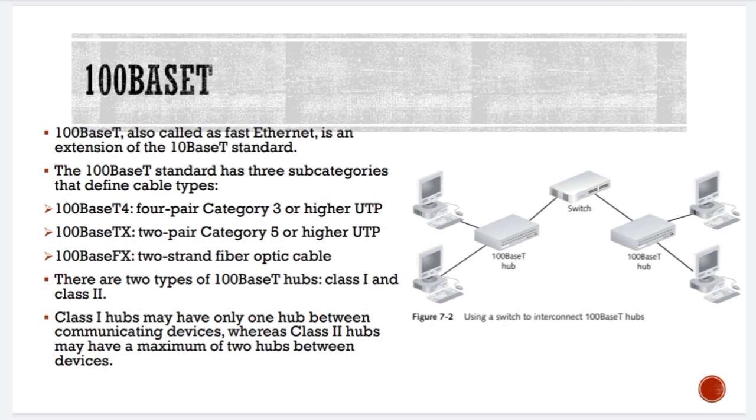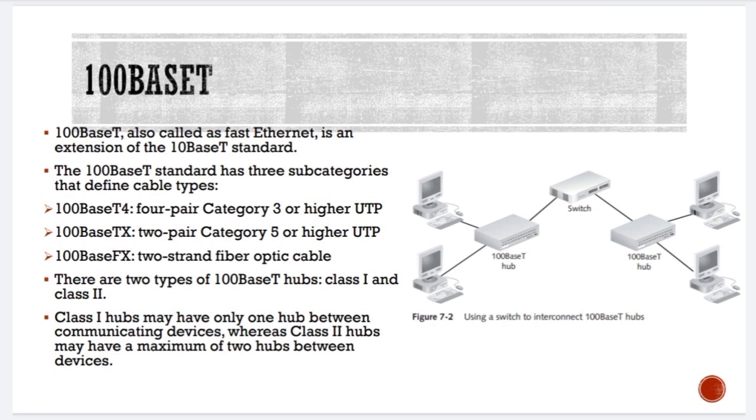The 100BaseT standard has three subcategories that define cable types. The first one is 100BaseT4, which means 4-pair category 3 or higher UTP. The second one is 100BaseTX, or 2-pair category 5 or higher UTP. The last one is 100BaseFX, which means 2 strands of fiber optic cable.